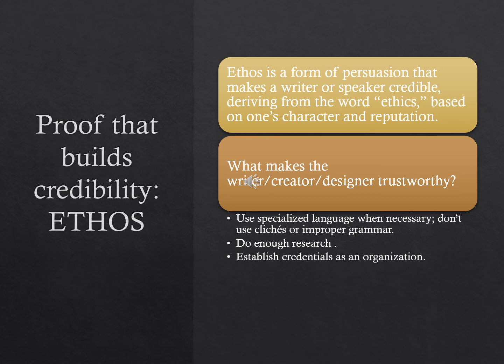Okay, the second part of the rhetorical triangle is called ethos, or proof that builds credibility of the creator, the writer, the author, or the designer. Again, that's called ethos. It makes the writer or speaker credible, deriving from the word ethics, based on one's character and reputation. The question to ask is what makes the writer, creator, or designer trustworthy? So a few ideas concerning that are to use specialized language when necessary, don't use cliches or improper grammar, do enough research, establish credentials as an organization.